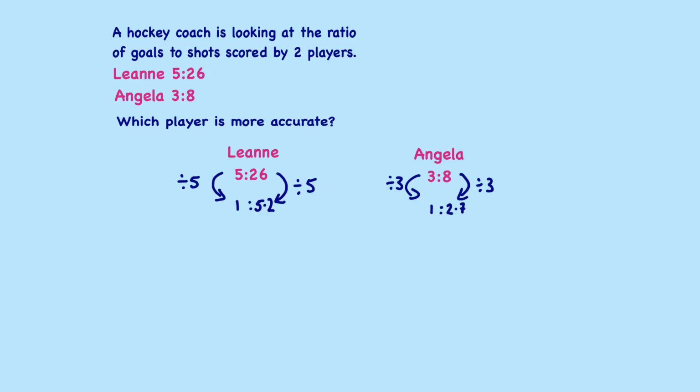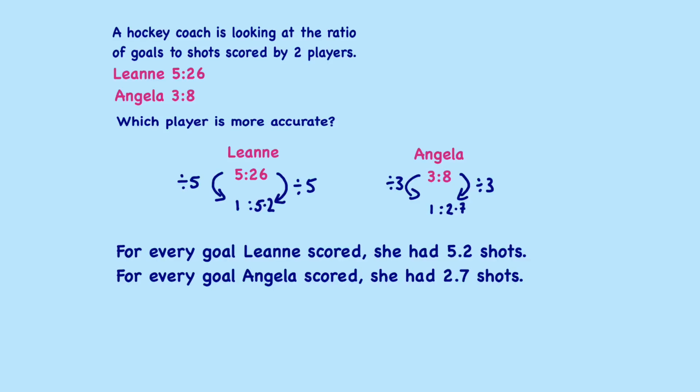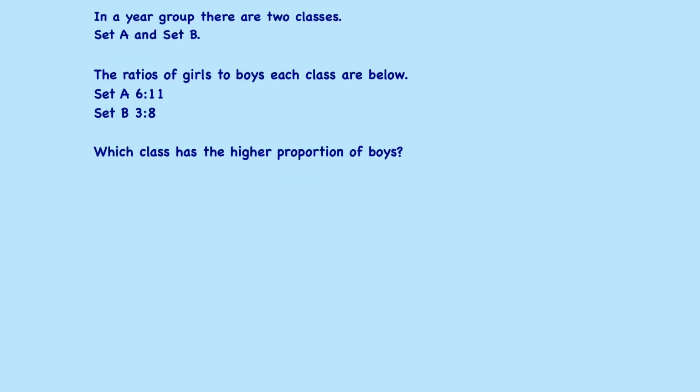So what we can see then is for every goal Leanne scored, she took 5.2 shots, and for every goal Angela scored, she had 2.7 shots. Therefore, it seems quite obvious that Angela is more accurate. Let's have a look at this next example.